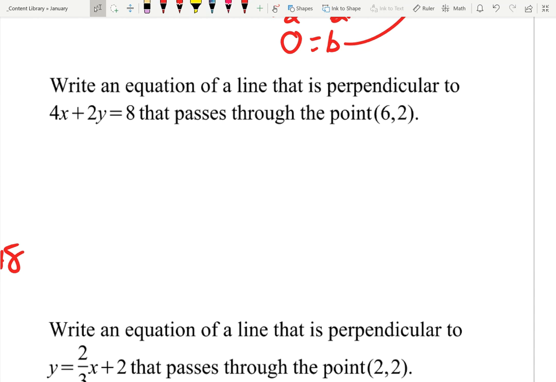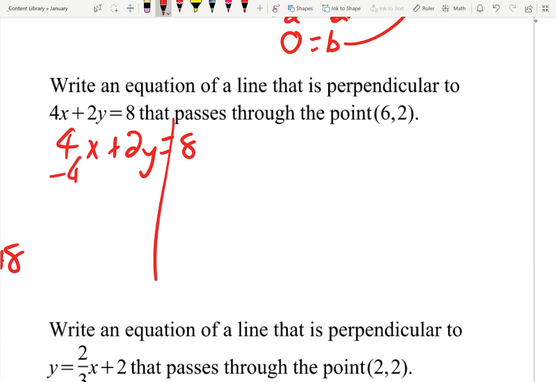All right. The next one, write an equation of a line that is perpendicular to 4x plus 2y equals 8 that passes through the point 6, 2. So again, we have to do a little bit of work to figure out what the slope of this line is first, and then do the opposite reciprocal of that slope. So that line, we have 4x plus 2y equals 8. We have to solve this for y and figure out what the slope is.